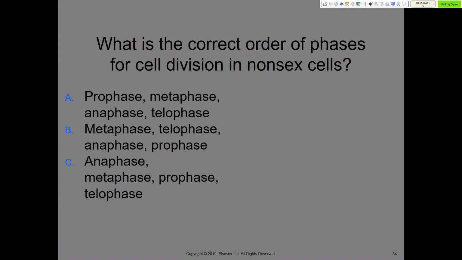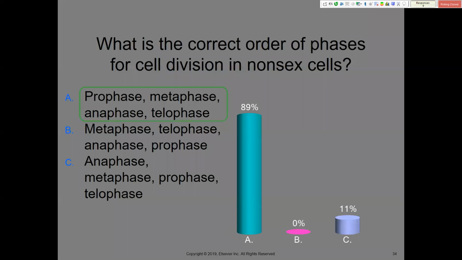All right. So now that we just went through this, I love to throw this at you. What did I just say? What is the correct order of the phases for cell division in a non-sex cell? All right. I'm going to close it. 5, 4, 3, 2, 1. 89%. I'll take that number. That's a pretty good number.